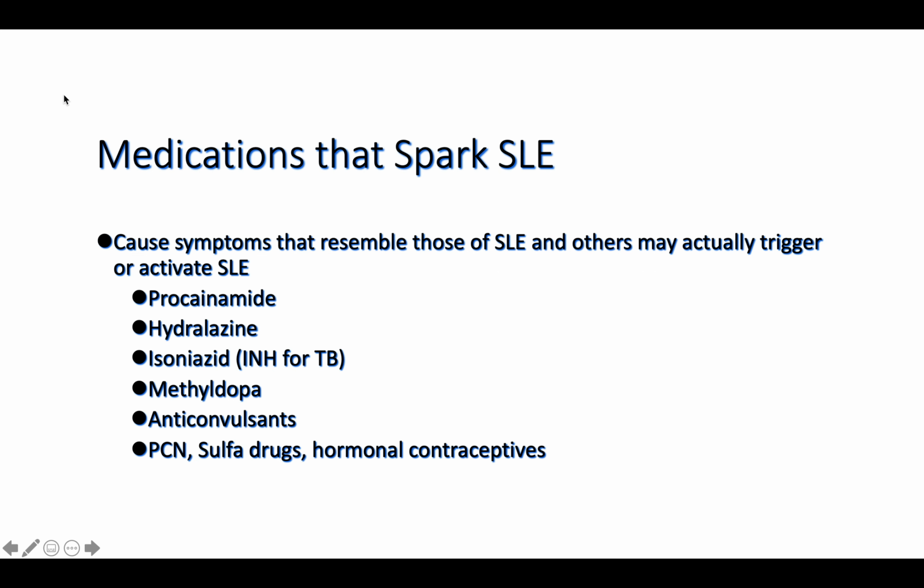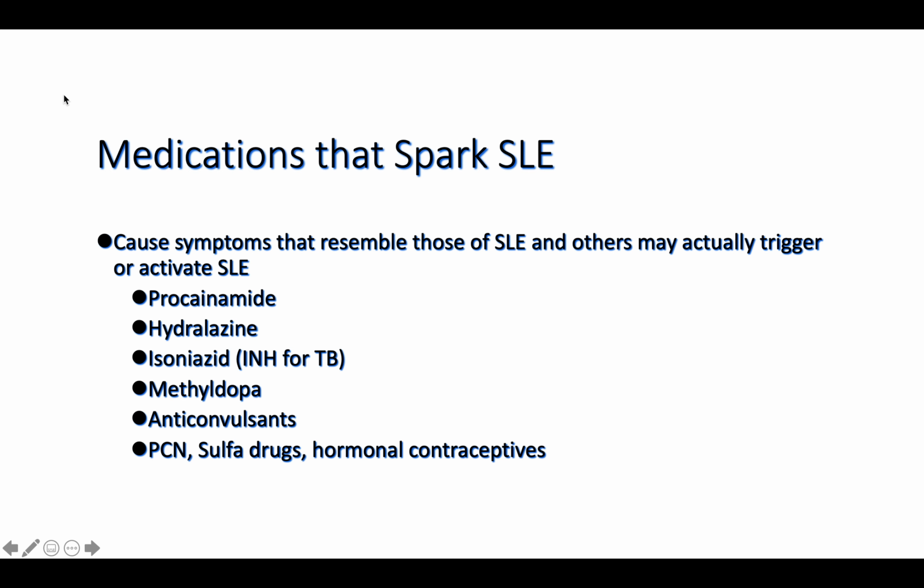And then just as a side note, medications that can spark lupus: procainamide, and you're going to be learning these later, but another name for procainamide is Pronestyl. Those are pretty powerful drugs used for cardiac rhythms. Hydralazine is a vasodilator. Whenever we want to dilate the vessels, we want to bring down the blood pressure, so that's used for hypertension.